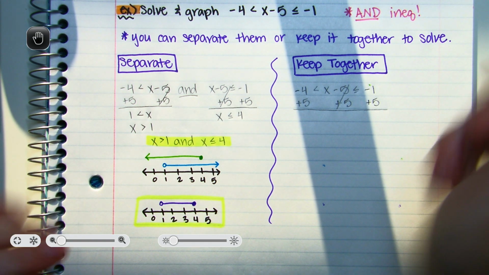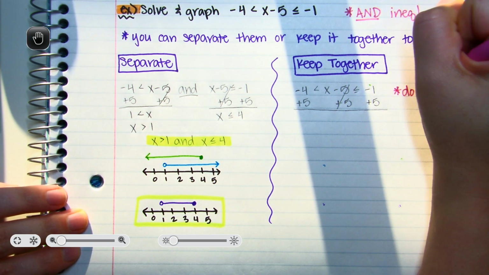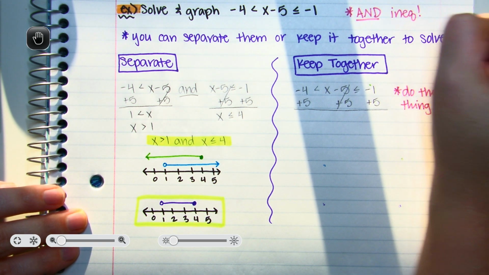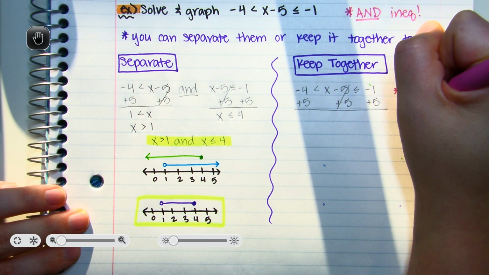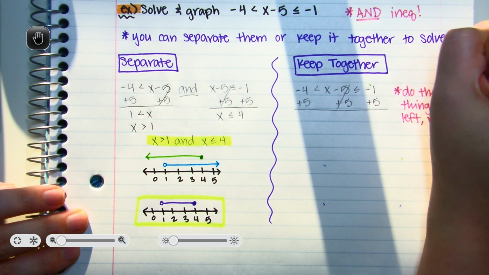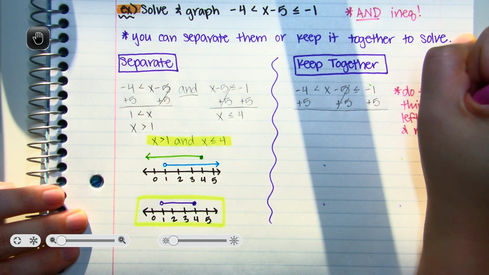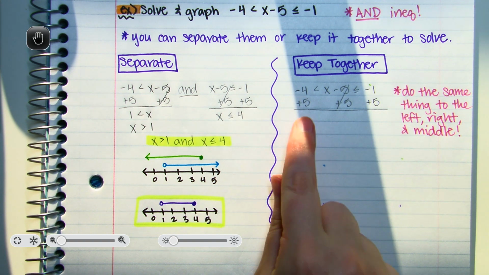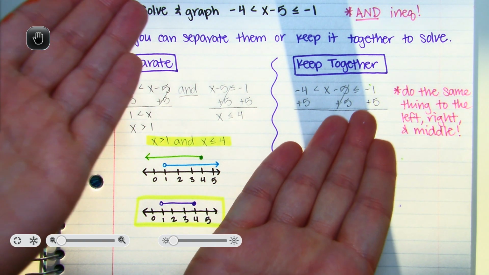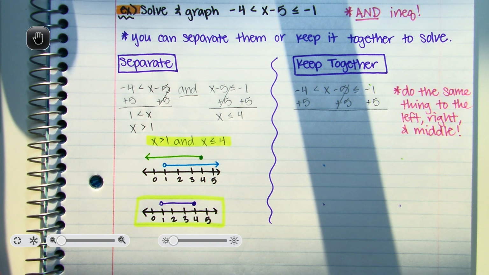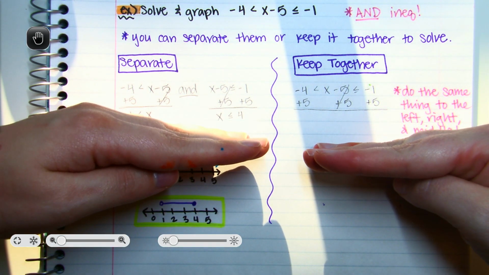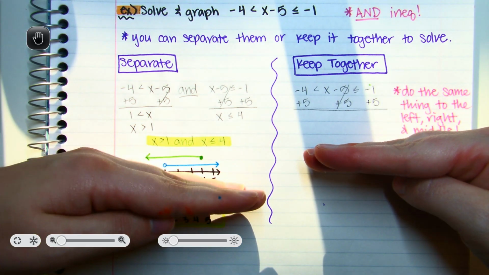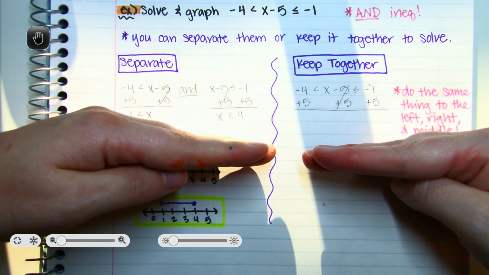So I'm going to put a little note. Do the same thing to the left, right, and middle. This keeps your inequality balanced. Think of it like these are 3 scales and you want to keep them all equal. I just realized it's hard to tell because my hands were the wrong direction. So if these are your scales, if you only add 5 to one side, only one side is going to change. You need to keep it so that they stay the same.